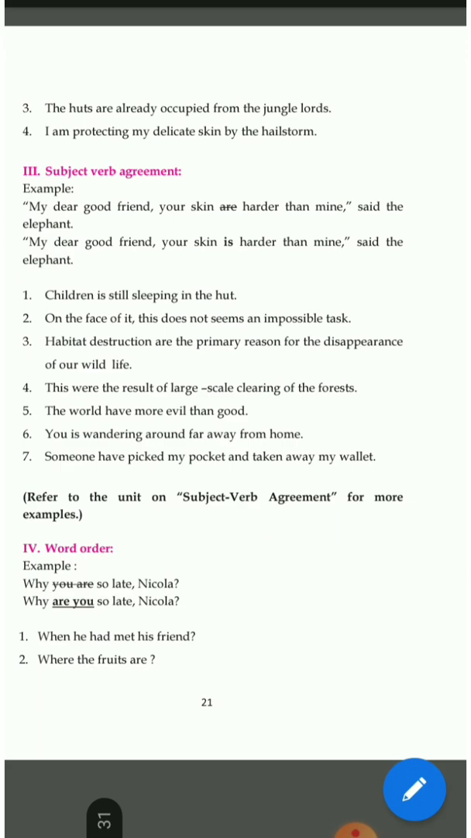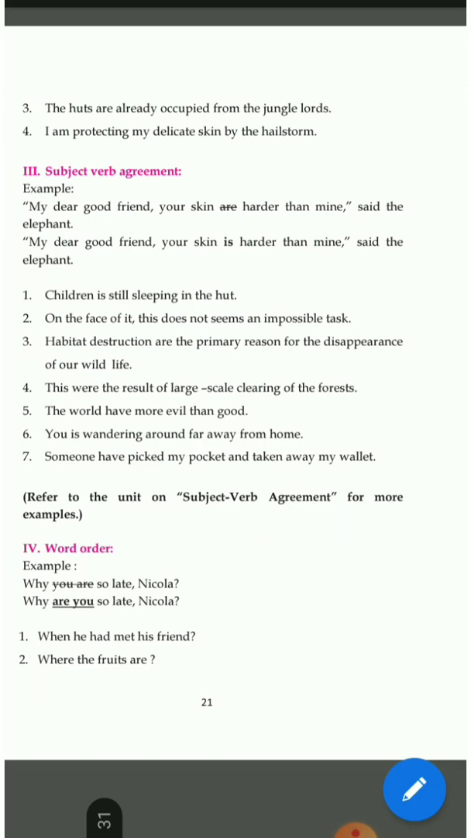Look at the first one. Children is still sleeping in the hut. Child is singular and children is plural. So it must take children are. The singular of children is child. Child is, children are. So it has to be children are still sleeping in the hut.